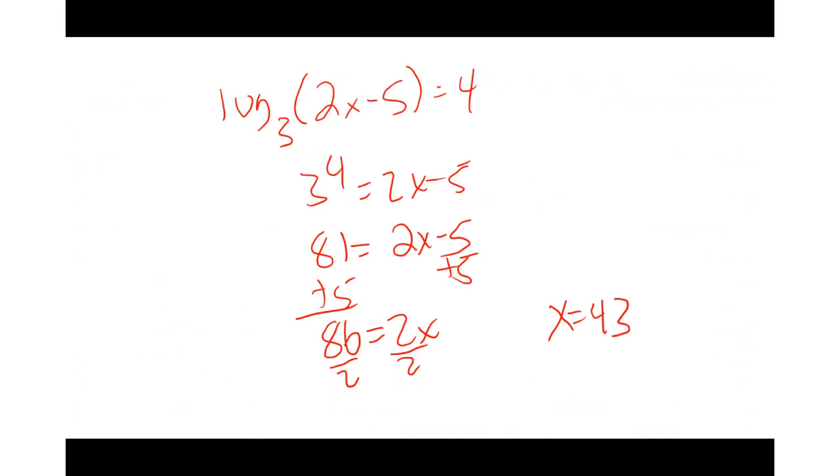Now, I don't remember the next one. I'm gonna be honest. Can somebody type it out for me, please? 3 raised to the what? 3 to the 2x plus 1 equals 7. Now, how do we solve this?